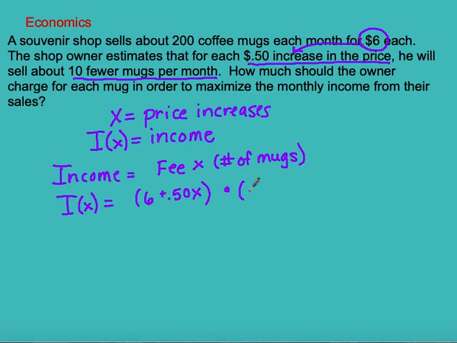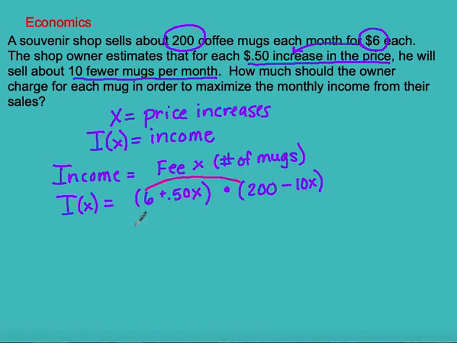Now, the number of mugs that we're going to sell is about 200, but that's going to be deducted by 10 fewer mugs for every month. So I'm going to do 10x there. So I'm setting up my equation. Now, right now it doesn't look like a quadratic equation because I have this written as two binomials. So what I'm going to do is FOIL that out.